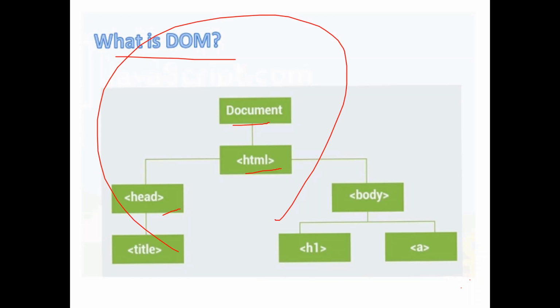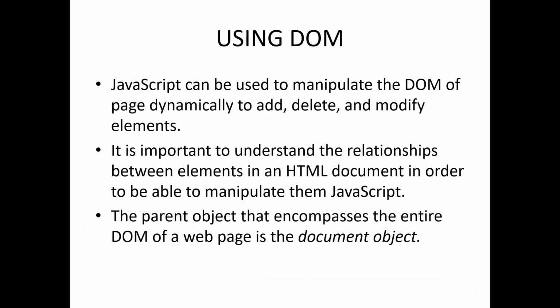All right, so next. In using the DOM or document object model, JavaScript can manipulate the DOM of a page dynamically to add, delete, and modify elements. So it is important to understand the relationships between the elements in an HTML document in order to be able to manipulate them with JavaScript. The parent object that encompasses the entire DOM of a web page is the document object.